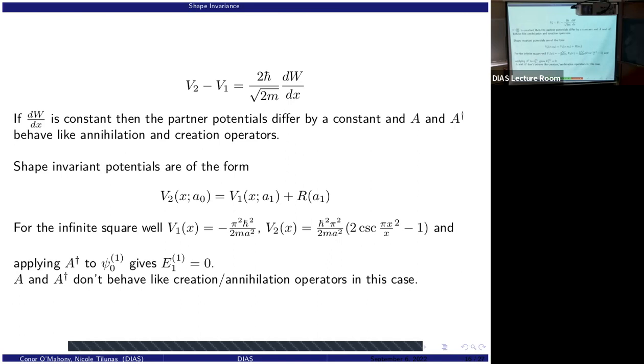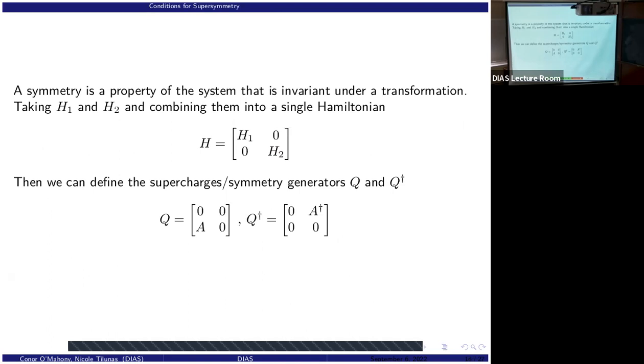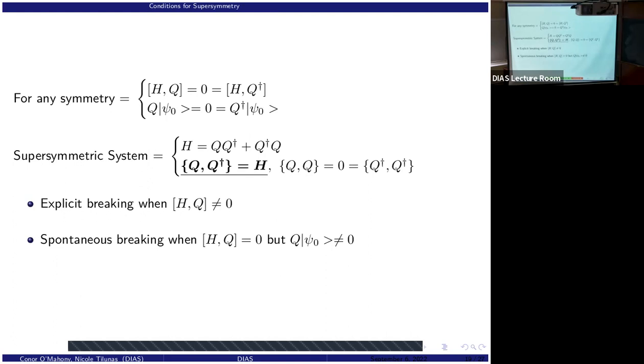Now I'm going to talk about the conditions for supersymmetry. We're going to take the first and second Hamiltonians and combine them into a single Hamiltonian. Then we'll have the symmetry generators Q and Q dagger as shown. The first thing we do is check for any symmetry in a system. So we find if the Hamiltonian and its operator commute, equal to zero, and then the operators acting on the ground state equal to zero.